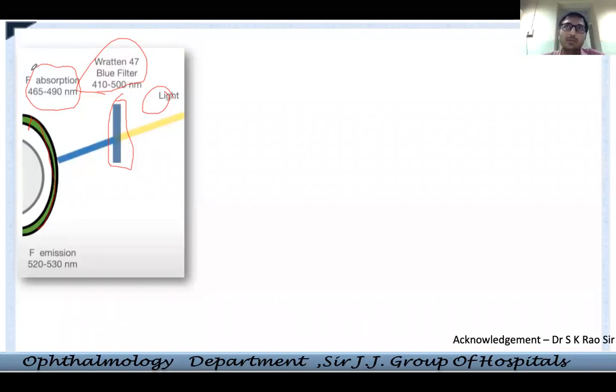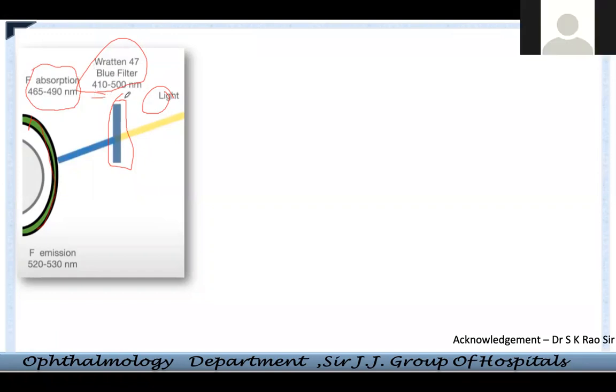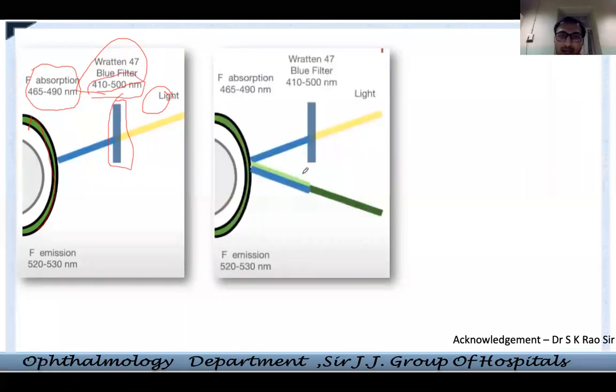So we don't want to put all the light there and get the reflection from the ocular surface. We want to concentrate on that millimeter on the cornea, which I'm interested in seeing. So for that, I use a filter which will absorb the rest of the light and only allow 410 to 500 nanometer to pass through. Okay, what I get is this kind of a spectrum.